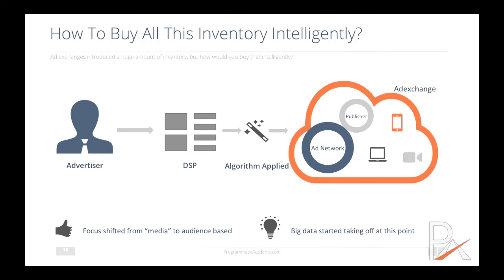At this point, we also started having big data take off. Big data is another buzzword you hear all the time, but essentially it's just all the byproduct of the campaigns producing a lot of data. If you're tracking, you need that data, but you need to do it intelligently. Anyway, so this is where programmatic was born.